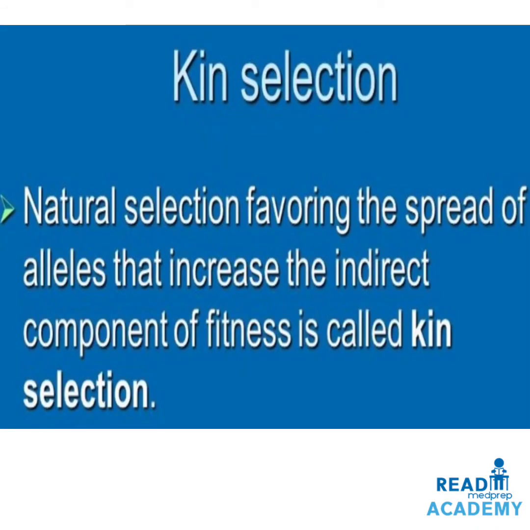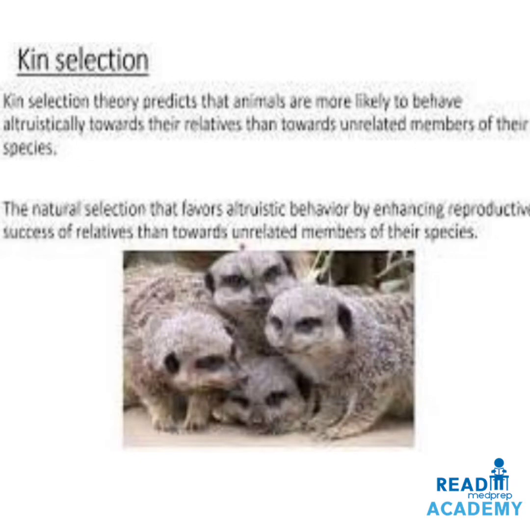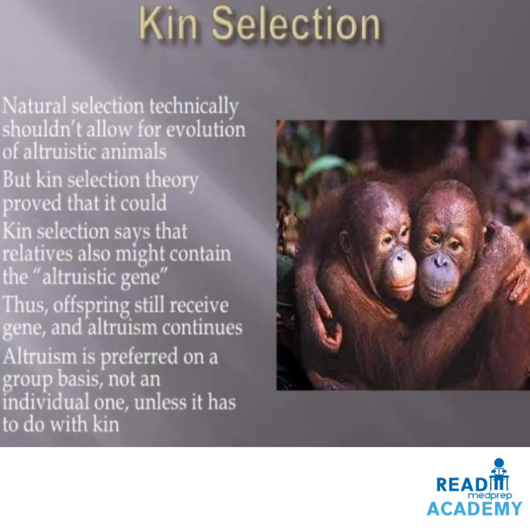It is a natural selection favoring the spread of alleles that increase the indirect component of fitness, called kin selection. Kin selection theory predicts that animals are more likely to behave altruistically towards their relatives than towards unrelated members of the species. The natural selection that favors altruistic behavior by enhancing reproductive success of relatives. So natural selection technically shouldn't allow for evolution of altruistic animals.